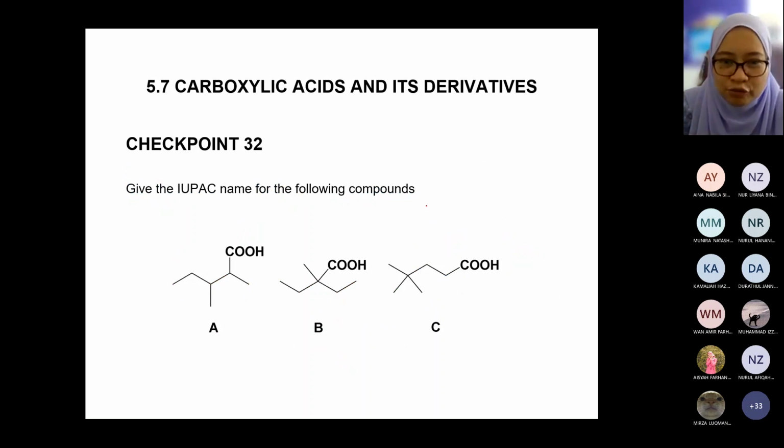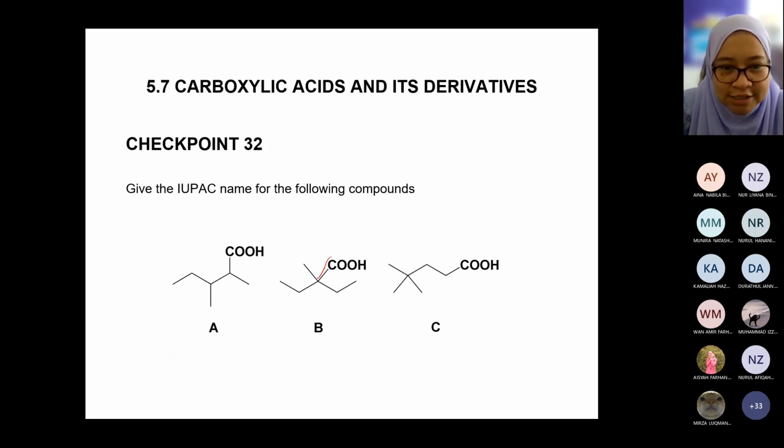Example, let's do B. Okay, so we're going to start here with the numbering. It must include the group, so we will try here first. Longest and continuous, so 1, 2, 3, 4. We get 4 carbons. How about this one? Four carbons also. You still get 4 carbons, and you have two substituents.